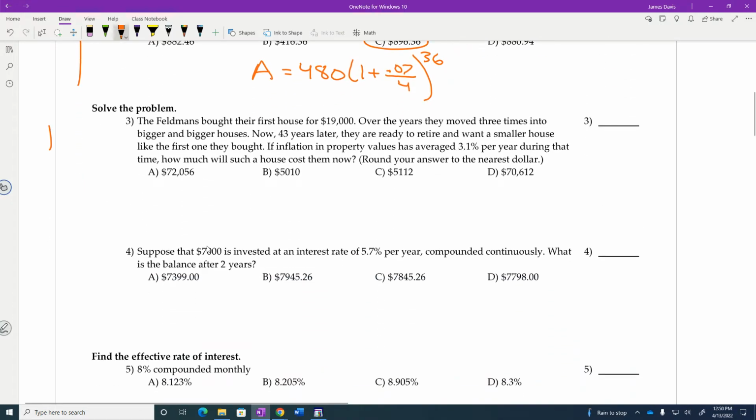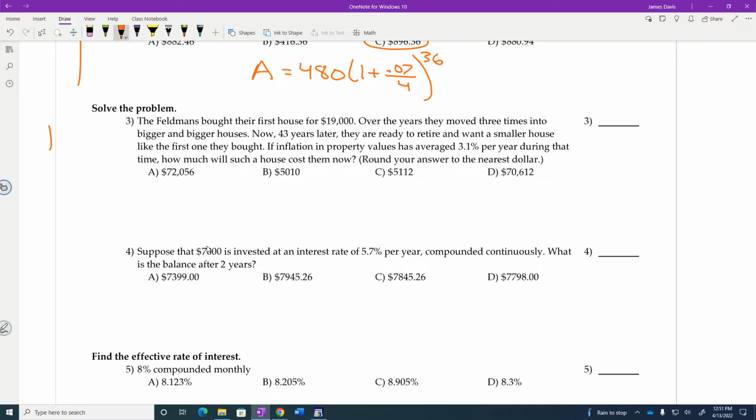All right, number 3. The Feldmans bought their first house for $19,000. Over the years, they moved 3 times into bigger and bigger houses. Now, 43 years later, they're ready to retire and want a smaller house like the one they first bought. If inflation in property values averaged 3.1% per year during that time, how much will such a house cost them now?